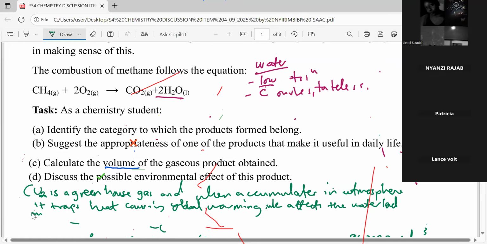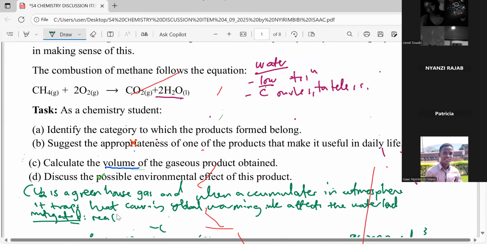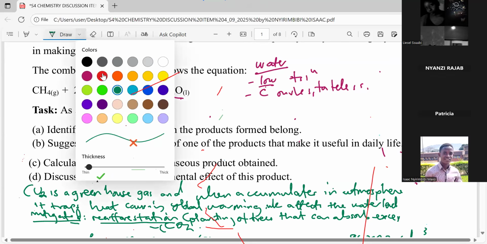This can be mitigated by reforestation, afforestation. We can choose any of those. Reforestation, afforestation is the planting of trees, the planting of trees that can absorb the excess carbon dioxide to use it during photosynthesis. Now that is a very good point which we always want.